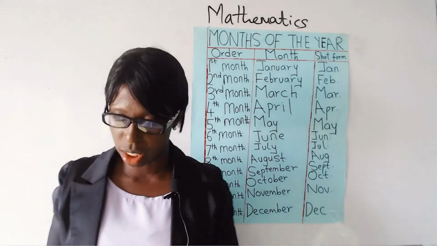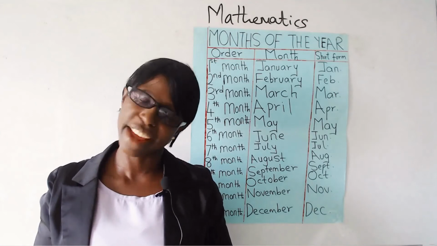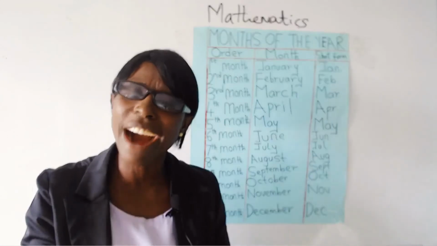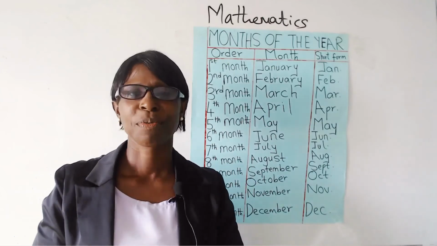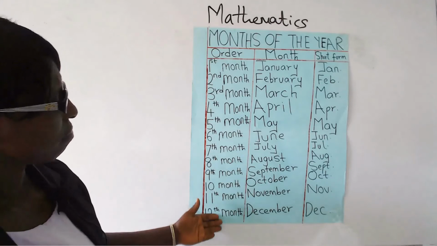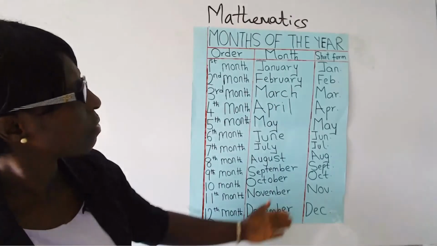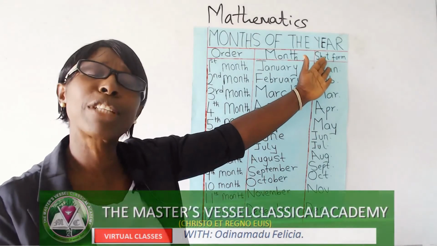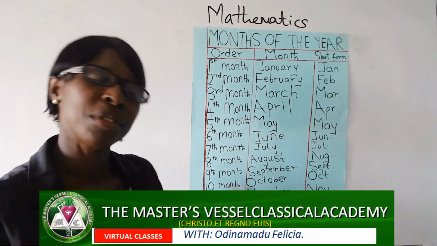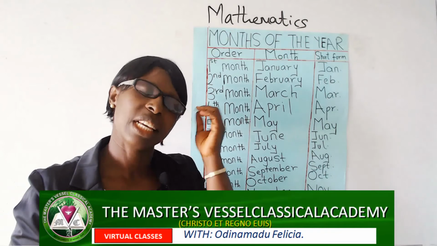There are 12 months in a year. How many months do we have in a year? Correct. 12 months. Now let's take them one after the other. This is the order. These are the months. And we also have the short form of writing the months of the year, just as we did in days of the week.